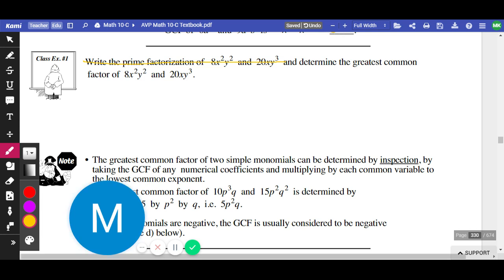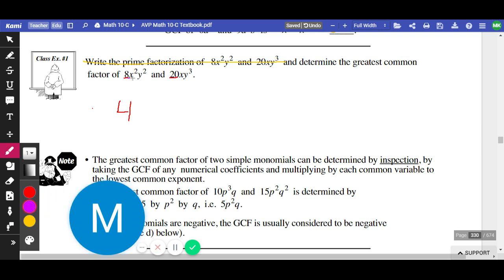Our strategy is to start with the number. Okay, so look at the number first. 8 and 20. And ask yourself, what's the biggest number that could divide into both of those? 4, right? 4 could divide into both of those. 2 could divide into both of them as well, but we want the greatest common factor. So you're taking out the biggest number. Then you move on to your letters.